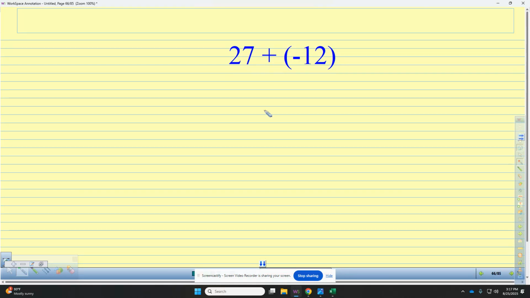Would you write down this problem and solve it? Pause the video and see what you get. Okay. Do we have double negatives? Nope.